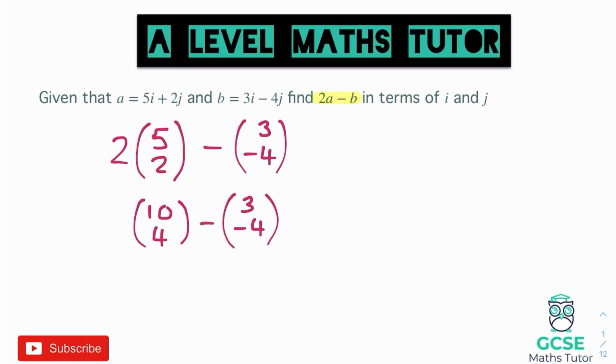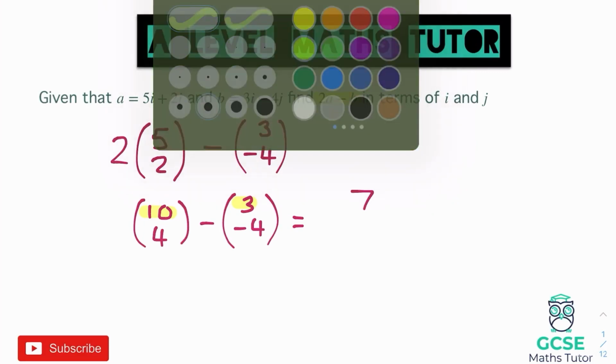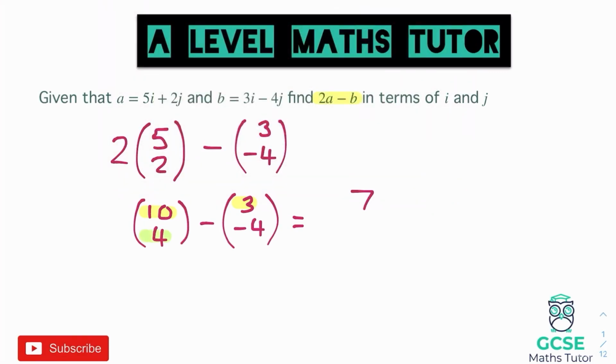We look at the top numbers, so we have 10 take away the 3, and 10 take away 3 is going to leave us with 7 on the top. And on the bottom there, we'll swap colours. We've got 4 take away minus 4. Obviously just being careful with your symbols there, because we are doing 4 taking away a negative number. So that's going to add 4, and that's going to become 8 on the bottom. And there's our final vector, 7 over 8.